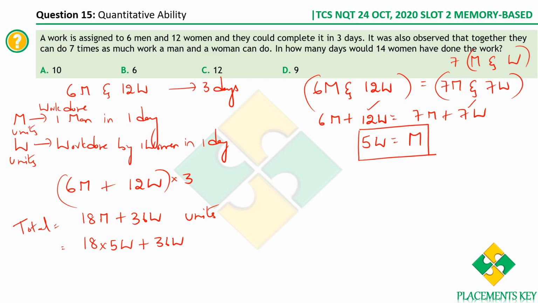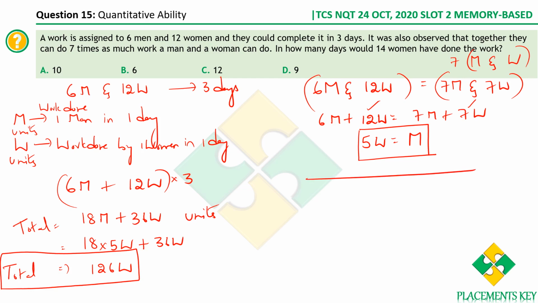So what do we get? 18 into 5 is 90. 90 plus 36 is 126W. Therefore, total work is equivalent to the work of 126 women. So 126 women can do the total work in a day. Now we have got this. Now what are we supposed to find?